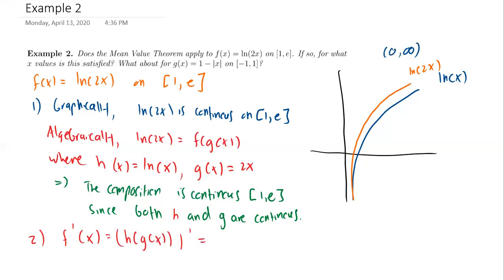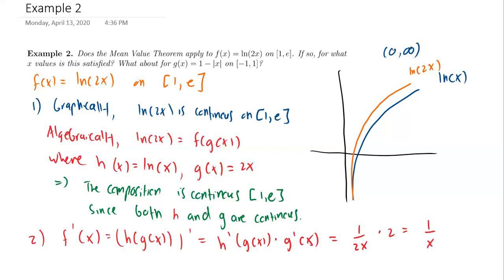By the chain rule, this is h prime, leave the inside the same, multiply by the derivative of the inside, which is equal to what? Okay. So it's the derivative of h. h is ln of x. So that's 1 over x, right? Then you leave the x as 2x, because you leave the inside the same. It's 1 over 2x times the derivative of g. g is 2x, the derivative of which is 2. This is just 1 over x.